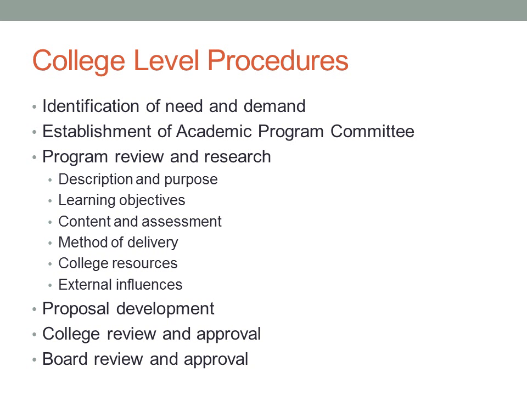Both Northeast and West Kentucky utilize similar processes when developing new programs. After identification of a need and demand, the college relies upon an academic program committee to further research and compile the proposal documents. The committee addresses several areas such as the description and purpose of the program, the learning objectives, content materials and assessment tools, the method of delivery, whether that is online, face-to-face, or some hybrid, and the college resources available, meaning faculty, facilities, funding, information such as that. In addition, they will look at external influences such as accrediting agency requirements, market forces, or government regulations.